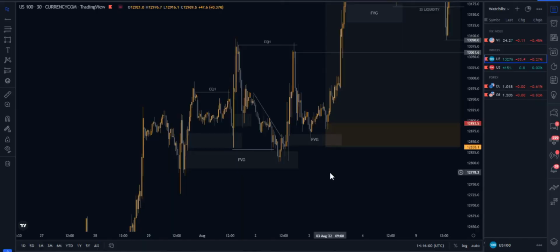So after it took me out again, then what I saw is that it has to fill up this imbalance that is there over there. So then I tried to execute again because I saw my bias was correct, but my timing was wrong. I took another buy again. So here I was risking less because I risked 1% of the account here. I risked another 1% over here.